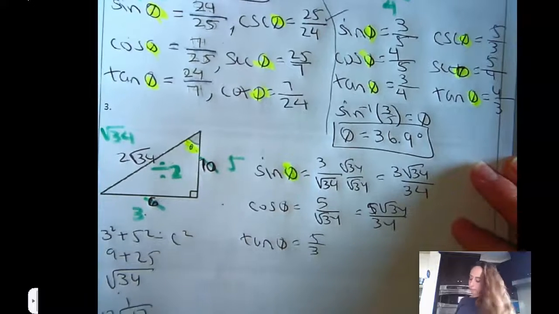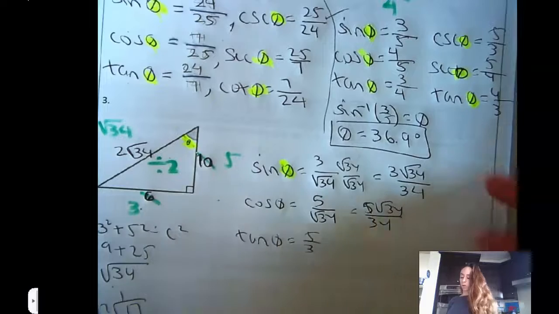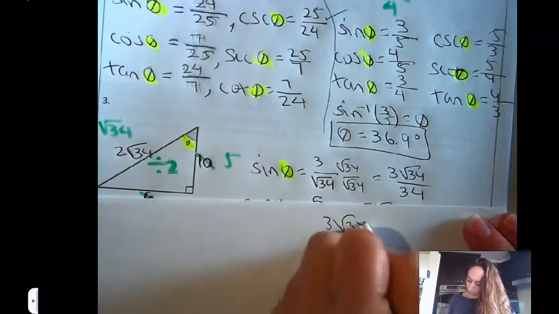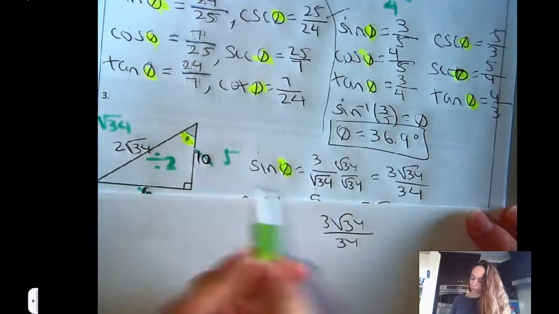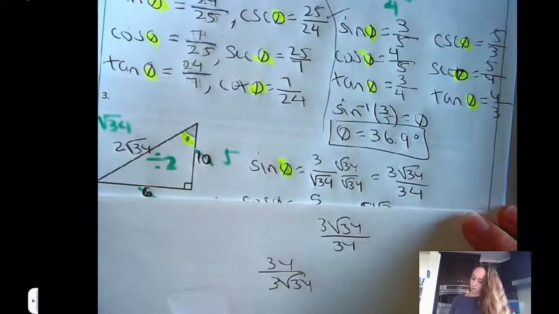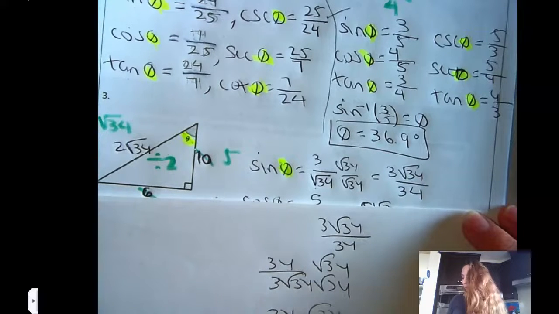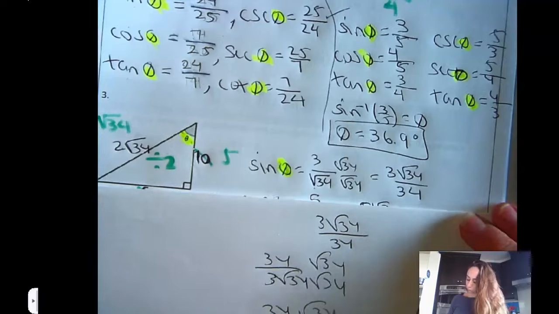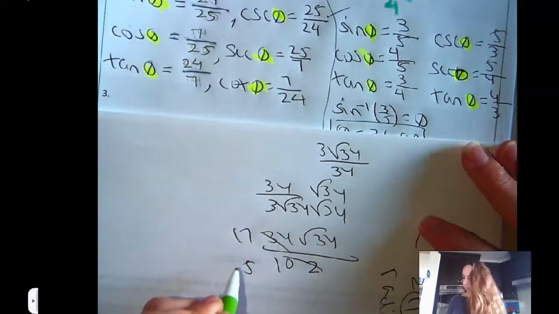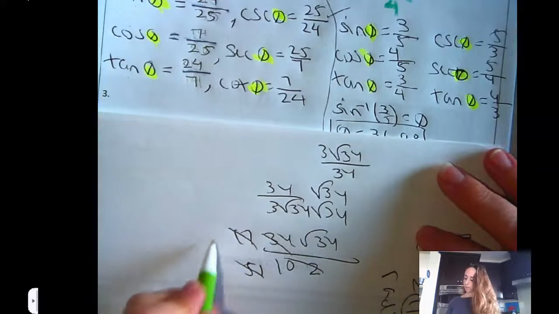Okay. I did sine, I did cosine, I did tan. Now I'm going to have to do the flip. Well, if I flip, I want you to see. If I flip this answer, 3 rad 34 over 34, to find the cosecant, that's really 34 over 3 rad 34, and then I have to multiply by rad 34, and then I get 34 rad 34 over 3 times 34, which is 102, and then I divide by 2, which is 17 over 51, and then I think I can divide by 3, and that's 1/3.